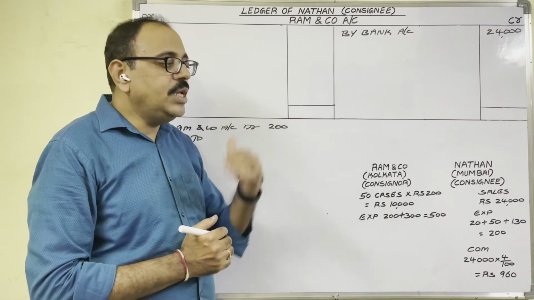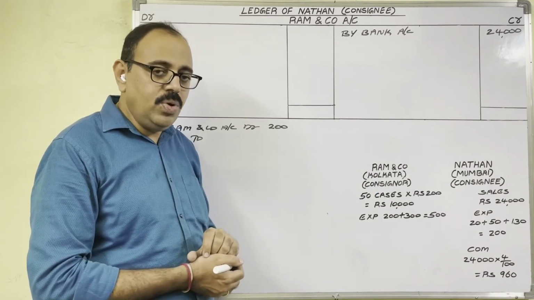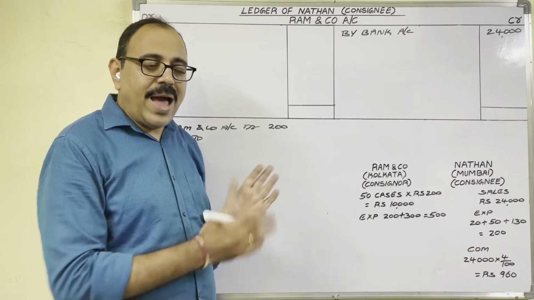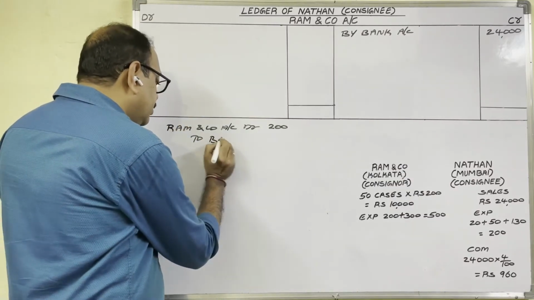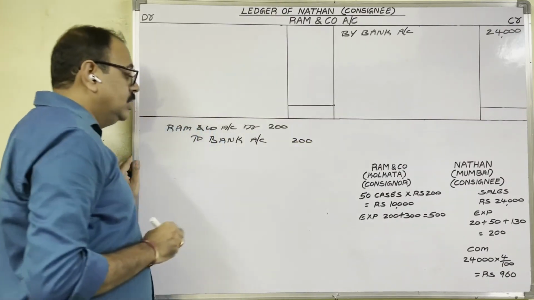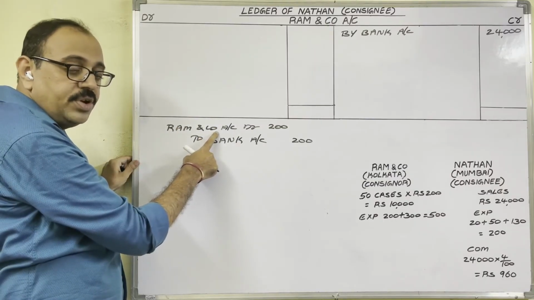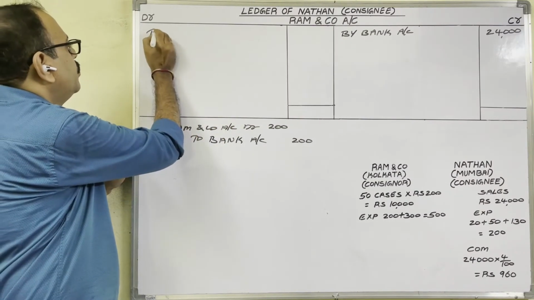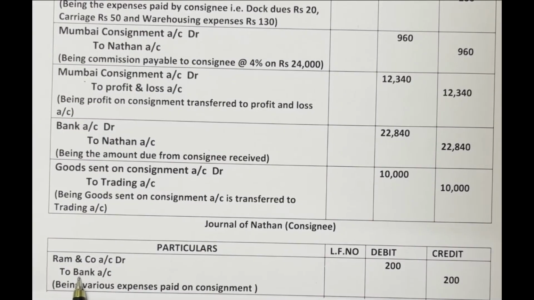Our assumption is the consignee paid this amount through his bank account. Bank account is a personal account. Rule: debit the receiver, credit the giver. Bank is giving 200 rupees. Bank is a giver. We should credit the bank account. In the consignee's books, this is the entry for the consignee's expenses. Ram and Company account we are preparing now. As that account is debited in the journal entry, on the debit side we should post: to bank account, 200 rupees. Ram and Company account debtor to bank account, 200, 200. Narration: being various expenses paid on consignment.